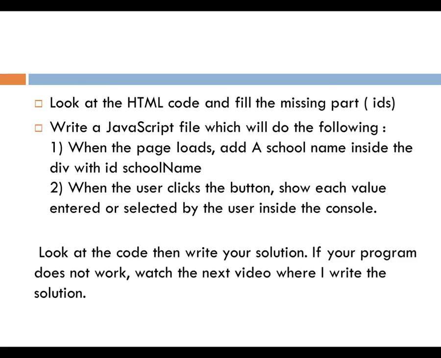The second and the last is when the user clicks the button, show each value entered or selected by the user inside the console. So here you are going to use the Mozilla Web Console and show each value that the user has entered in the form. So again, look at the code first, write your solution. If your program doesn't work, watch the next video where I write the solution. But please don't be lazy and go watching the solution before you start trying this problem yourself.